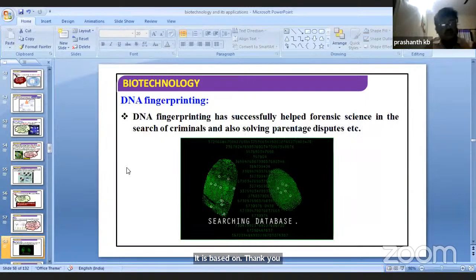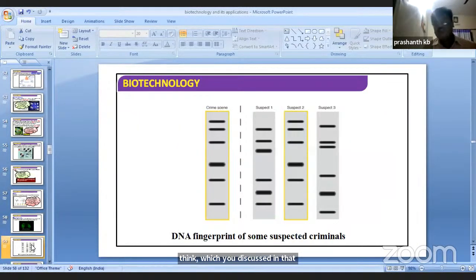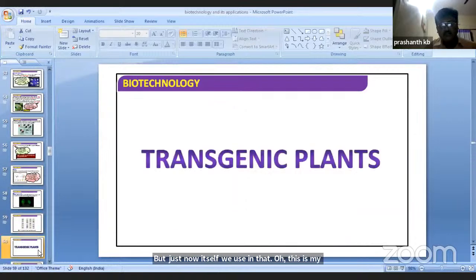Okay, next. This DNA fingerprinting will come in molecular biology, which we will discuss in a later chapter. But this one we use here also, in biotechnology. So this is DNA fingerprinting, based on DNA detection.